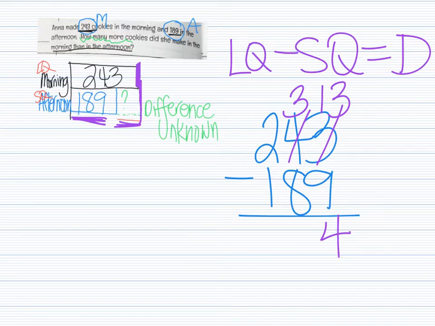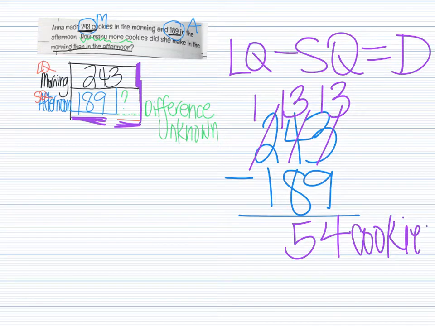Now let's move to our tens place. 3 minus 8? Can't do it. That's right. So what do I have to do? Good, regroup. 2 turns into 1. This 3 is now, good, 13. 13 minus 8? Good, 5. So 54, but 54 what? Miss Ayala always loves the labeling. 54 what? Good, cookies. 54 cookies.